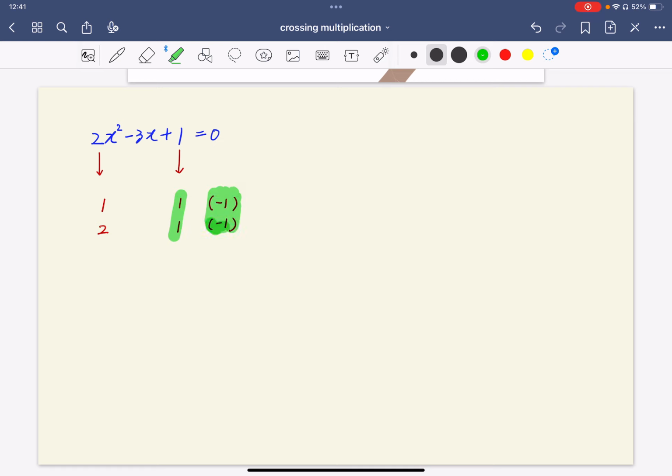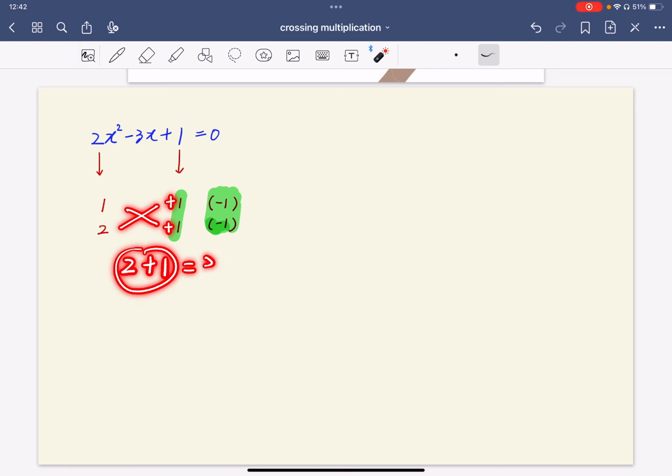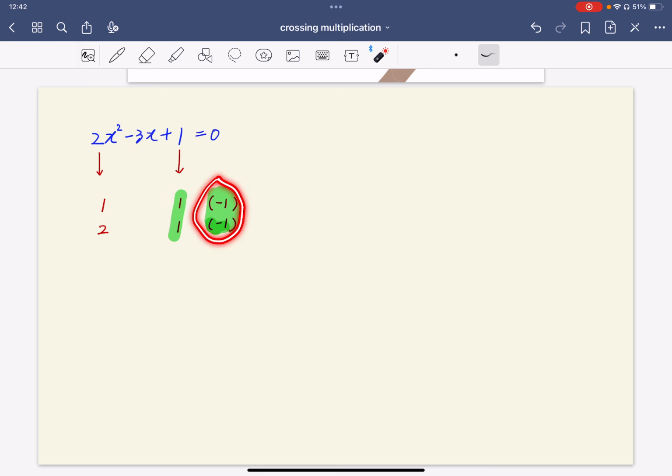which one to choose. Because here it is negative 3, if we use positive 1, finally we will get 2 plus 1, so it should be positive 3. But here it is negative 3, so we think of trying this possibility. Now, according to the crossing multiplication, we use this situation to have a try.